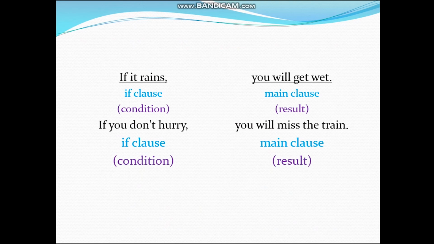For example, if it rains, you will get wet. If it rains, if clause condition, you will get wet. Main clause result. अगर बारिश होगी तो आप गीले हो जाएंगे. बारिश होगी तो गीले होंगे, नहीं होगी तो नहीं होंगे. सो कंडीशन है और उसकी फुलफिलमेंट उसका रिजल्ट है. If you don't hurry, if clause condition, you will miss the train. Main clause result. अगर आप जल्दी नहीं करेंगे तो आप ट्रेन मिस कर देंगे.